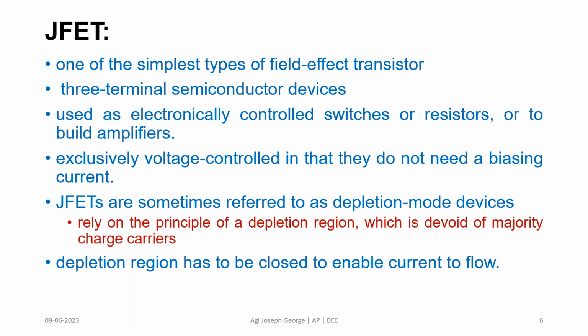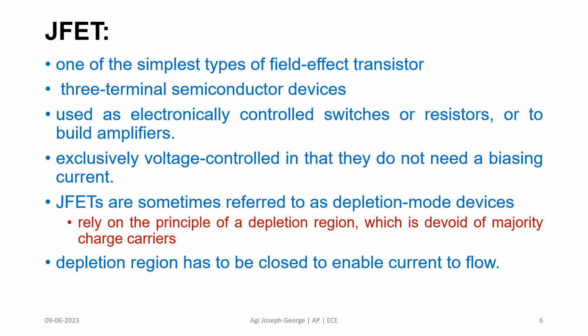So here, the advantage is that you don't need an extra current bias. That is one advantage of JFET. Now, this is one of the simplest types of field effect transistor. From this, there are other different types of transistors which are currently used. MOSFETs and many such transistors evolved. Similar to your BJT, JFET is also a 3-terminal semiconductor device.